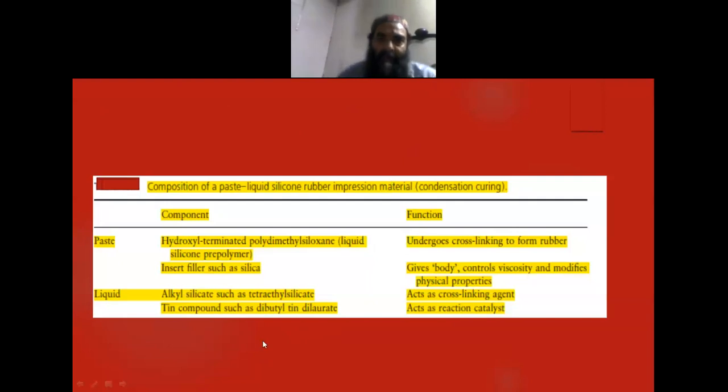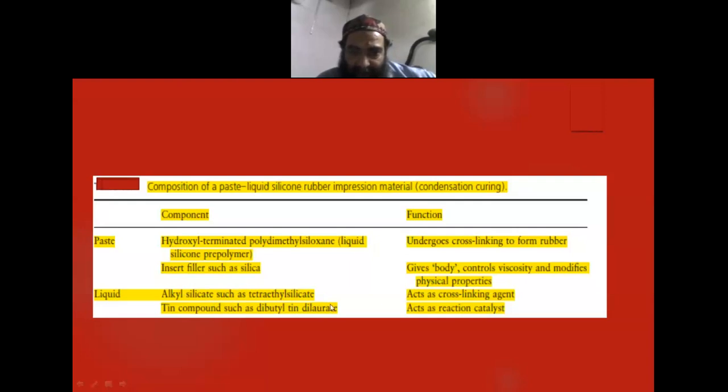Composition: condensation curing rubber material, silicone rubber. The paste has hydroxyl terminated polydimethyl siloxane, liquid silicone polymer. It undergoes cross linking to form rubber, with inert filler such as silica. This word is not insert, it is inert filler. And again, filler provides body, controls viscosity, and modifies physical properties.